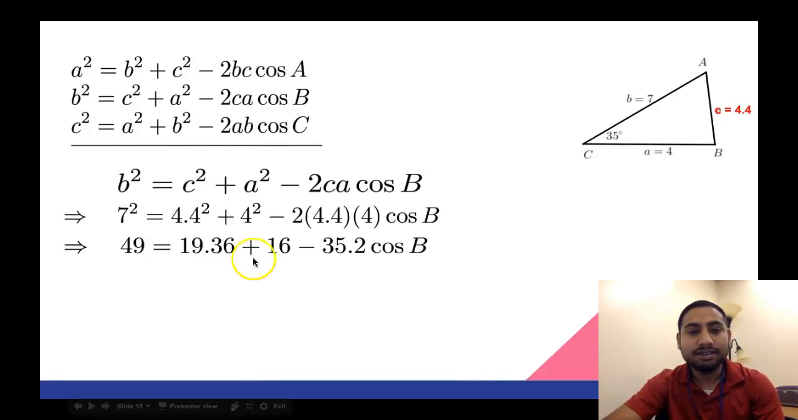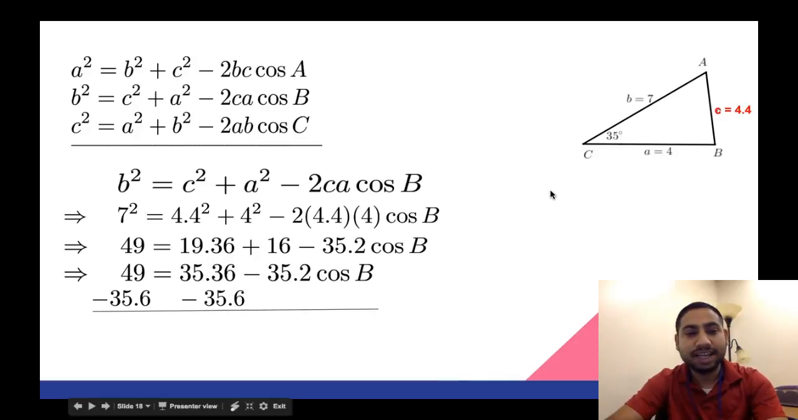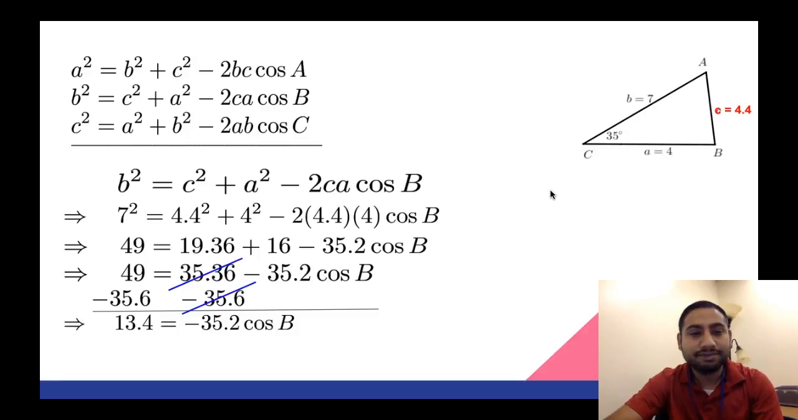Use the calculator to do 4.4 squared, and 4 squared, and 7 squared, or you can do in your head what 7 squared and 4 squared are, if you want. Now you can add 19.36 and 16 to get 35.36. Then subtract 35.36 from both sides, so that's 0 on the right side. So 49 minus 35.36 is 13.64, which equals negative 35.2 cosine of B.